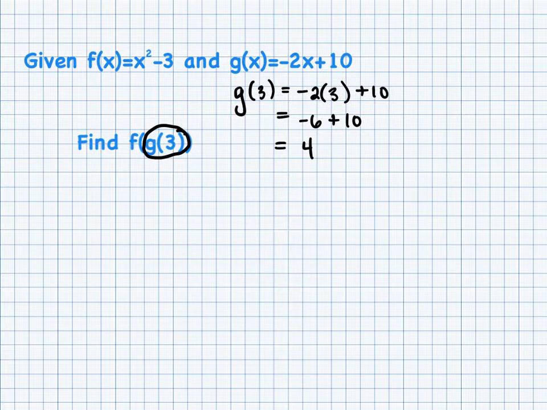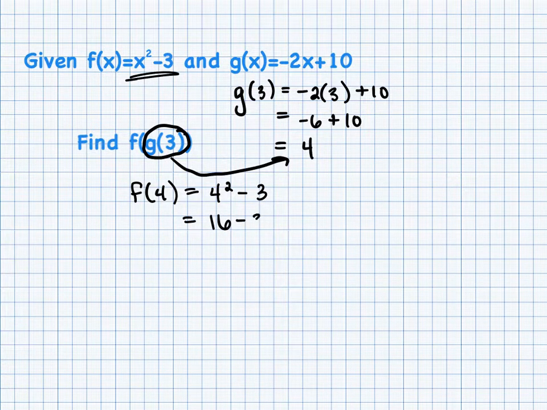So now, because the value of g of 3 equals 4, I'm going to find f of 4. My f function up here is x squared minus 3, so that's going to be 4 squared minus 3, which equals 16 minus 3, which equals 13. So f of g of 3 has a value of 13. So that's a composite function.